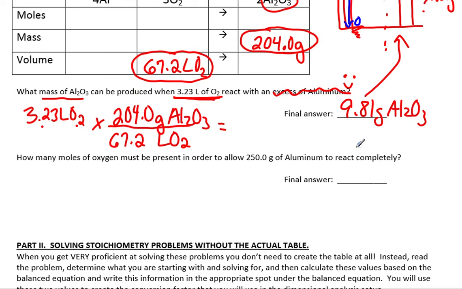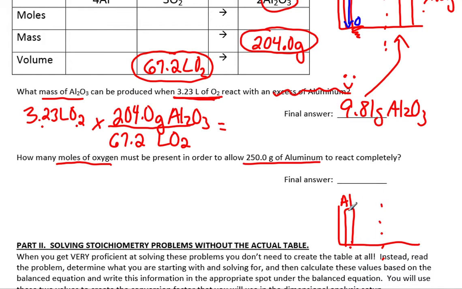All right, now there's another problem using the same ratio, the same balanced equation. So let's solve this one. It says how many moles of oxygen must be present in order to allow 250 grams of aluminum to completely react. So if I've got my bars here, I've got 250 grams of aluminum, I want to know how high does my moles of oxygen bar have to be so that when this hits 0, that hits 0 also.